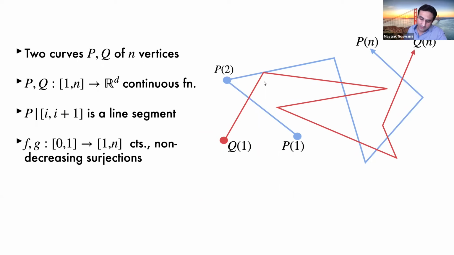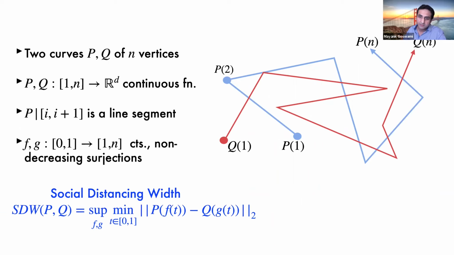We'll need to define a traversal of a curve. A traversal of a curve is just a parameterization of the curve. So you've got two functions f and g. These are just continuous, non-decreasing, onto functions from the unit interval to your curves. Non-decreasing here means that the agents walking are not allowed to backtrack. And surjection basically means you have to traverse your whole curve. You can't just traverse part of it and then say you're done.